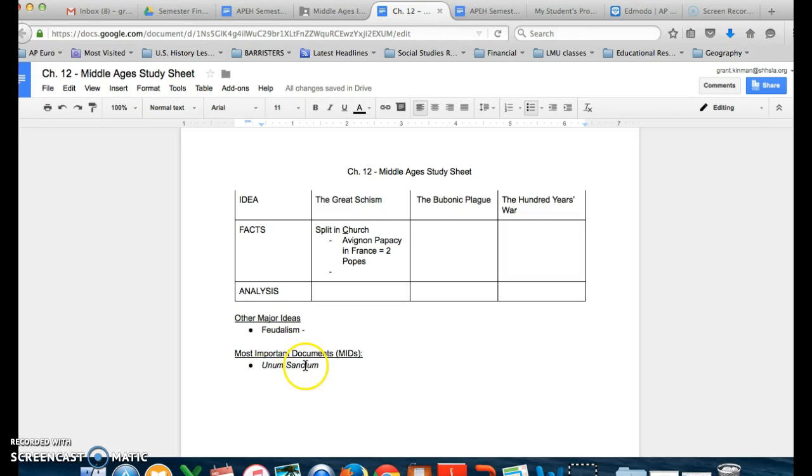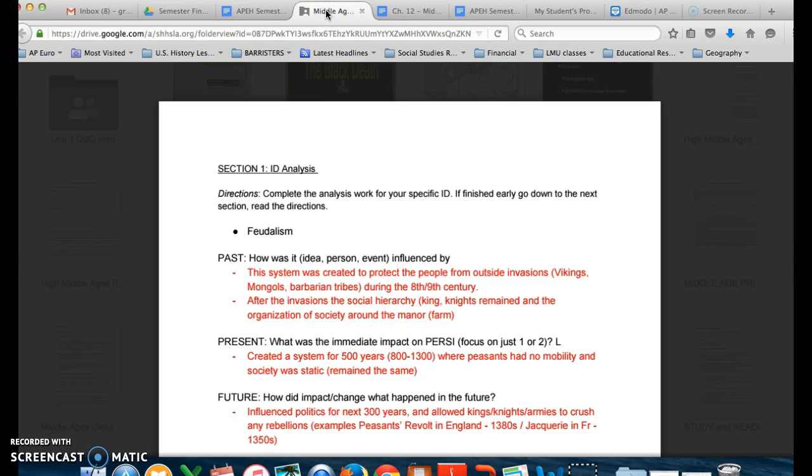And then my most important documents, as they come up, I want to be recording them, and then the basics about why they're important, what they're about. So that's what you're going to have: your major ideas, facts for all of them, then analysis, other major ideas that pop up as you're studying, and then most important documents. You can create this any way you want. You can do it like I'm doing it on a Google Doc, or you can create it on a piece of paper, go old school.